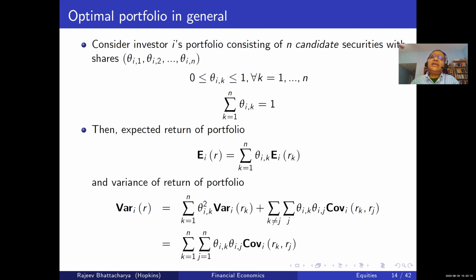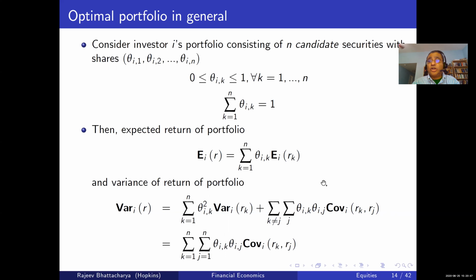Okay, so what is the optimal portfolio in general? You have an investor i consisting of N, a general N candidate securities, with shares theta i1, theta i2, theta iN, and so on. The restrictions are as we said earlier, lying between 0 and 1 and summing up to 1. The expected return on the portfolio is, similarly, just the linear combination of the expected returns on these various candidate securities.